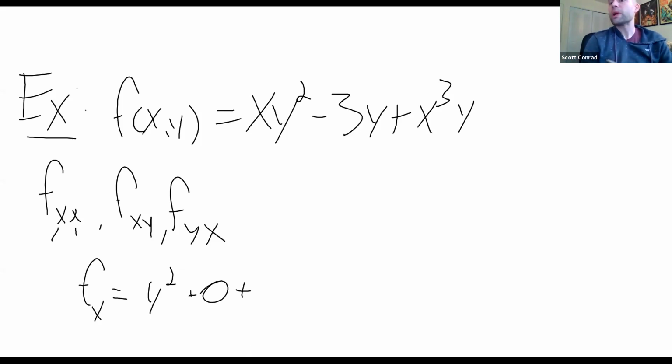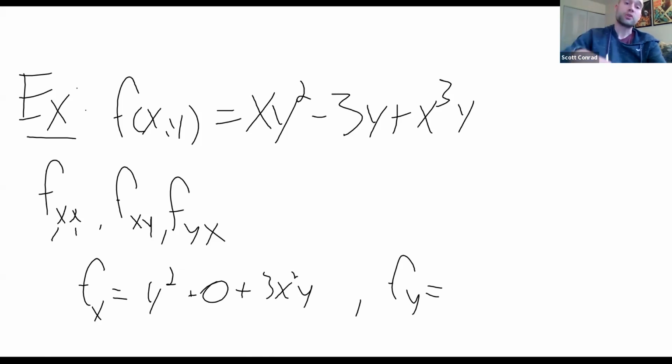Right, we get 3x squared y. And then I'm going to do the same for the partial with respect to y because we're going to need to refer back to it later. So the partial with respect to y, we're treating x as a constant. So xy squared becomes 2xy. Minus 3y becomes minus 3. And then plus x cubed y just becomes plus x cubed.